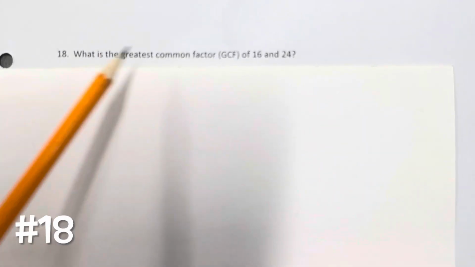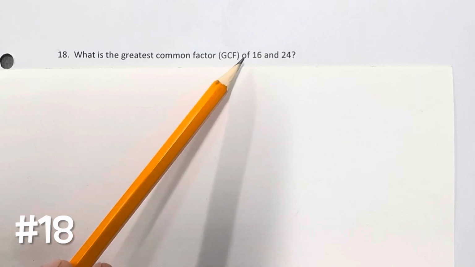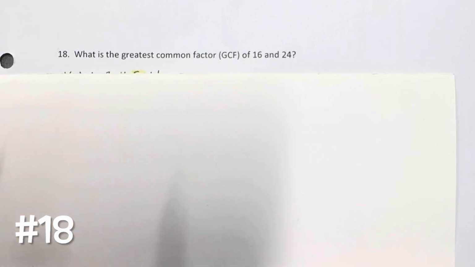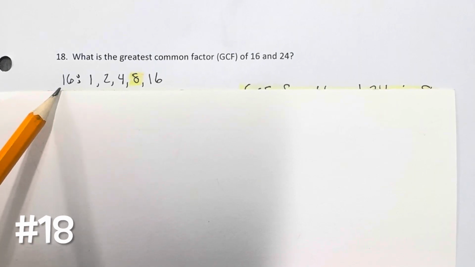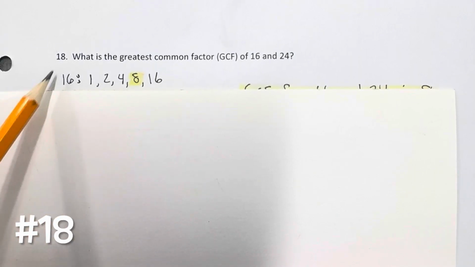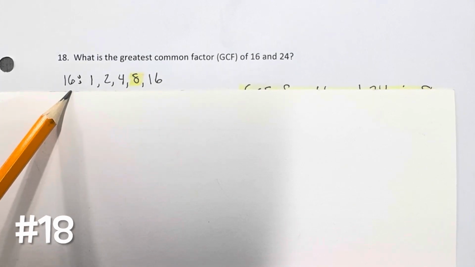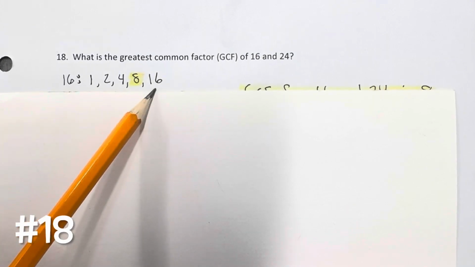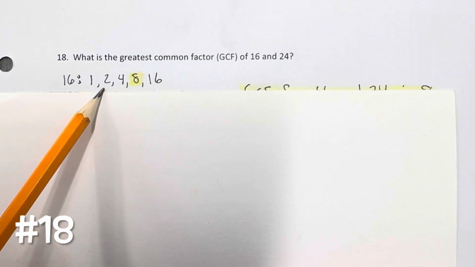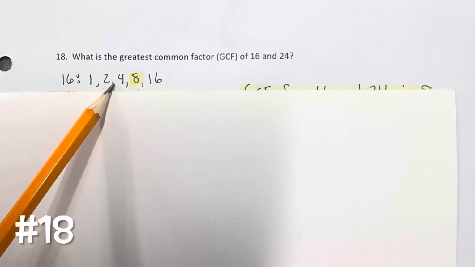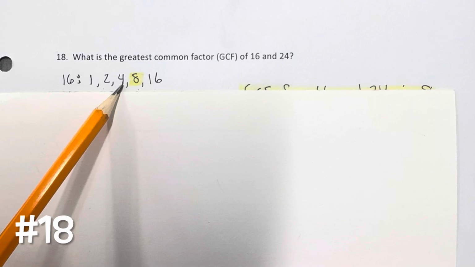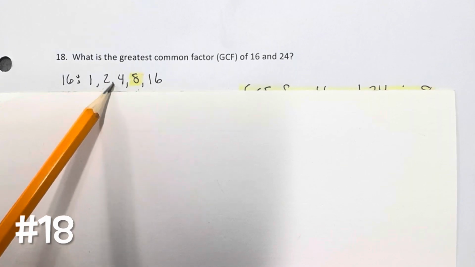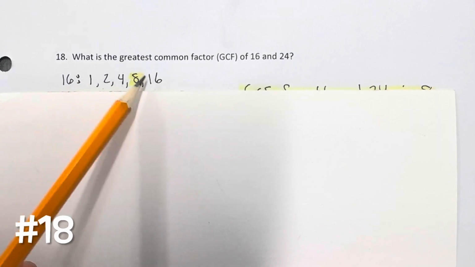Number 18. What is the greatest common factor, or GCF, of 16 and 24? So factors are two numbers when multiplied together equal this value of 16. So I have 1 times 16 is 16. 2 times 8 is 16. 3 doesn't work. There's not a number I can multiply by 3 to get 16. And then 4 times 4 is 16. And so I just write 4 once, and I'm done.